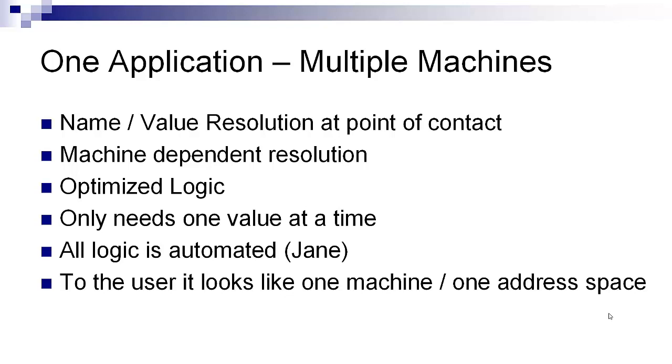And it's optimized logic. So if it's an extremely huge file, we could do memory mapping, optimize our name resolution, searching for things, doing it on demand. So if I have 1 billion records, I can only see 22 of them maybe at a time, so I just load the ones I need, and that's all tied in through logic, so we don't do any programming. So all that logic is automated. Jane does all this for us. We just simply need to tell it what we want. And so to the user, it just looks like one machine, one address space. That's what we're after.